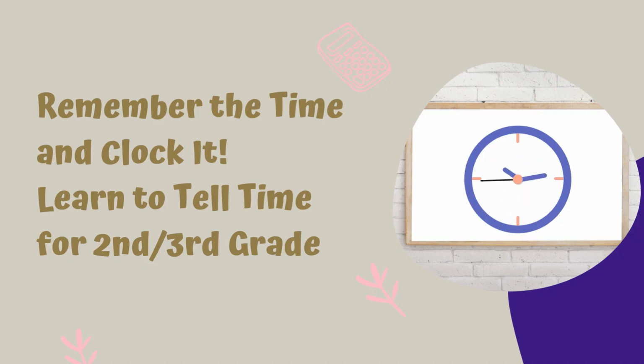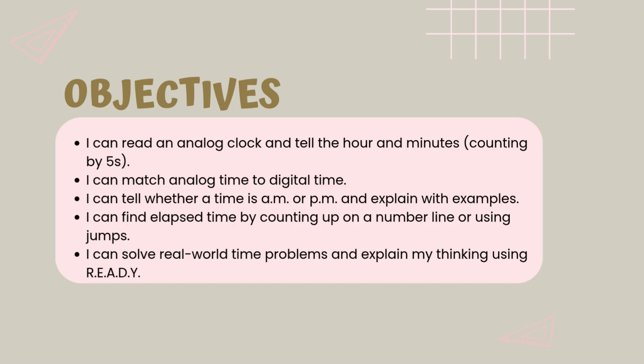Let's begin. Here are the objectives. I can read an analog clock and tell the hour and minutes counting by fives. I can match analog time to digital time. I can tell whether a time is AM or PM and explain with examples. I can find elapsed time by counting up on a number line or using jumps. I can solve real-world time problems and explain my thinking using Ready.